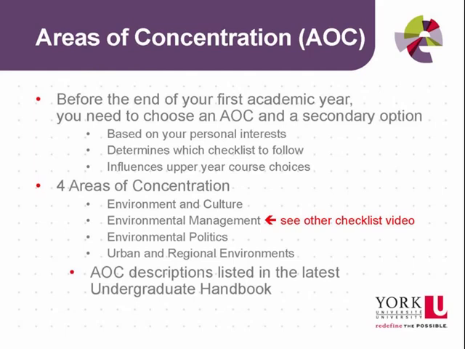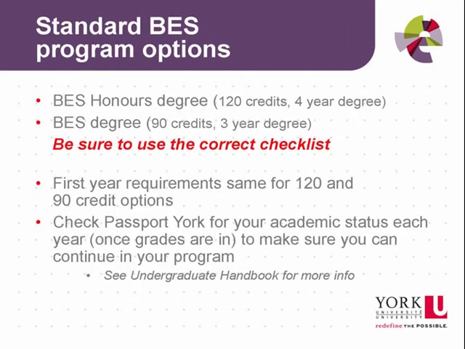If you choose environmental management as your area of concentration, please switch to the other video that will cover the environmental management checklist. If you choose any of the other areas of concentration, the rest of this video will apply to you. There are 2 degree options in the standard BES program. The BES Honors degree, which is made up of 120 credits, typically completed in 4 years of study, and the BES degree, which is made up of 90 credits, typically completed in 3 years of study.